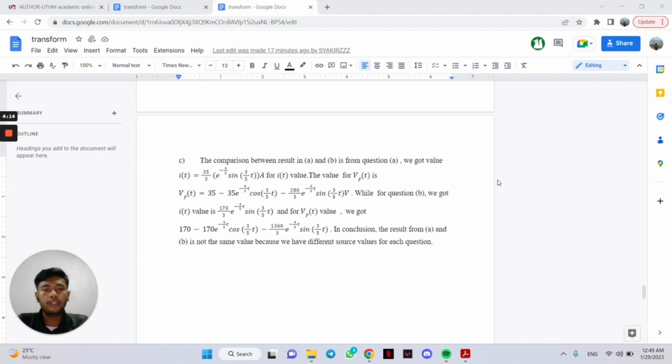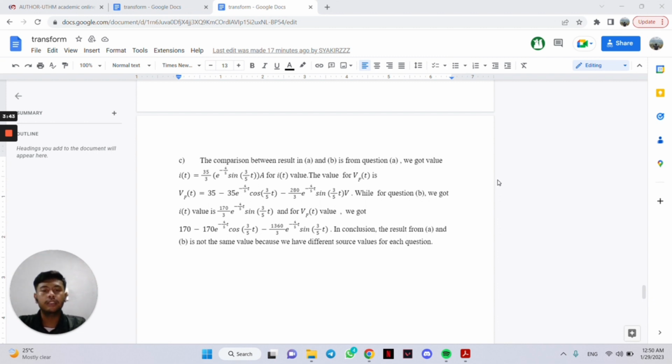While for question B, we got the i(t) value is 170 over 3 e to the power of negative 4 over 5 t sine 3 over 5 t, and for the v_C(t) value, it is 170 minus 170 e to the power of negative 4 over 5 t cos 3 over 5 t minus 1660 over 3 e to the power of negative 4 over 5 t sine 3 over 5 t.